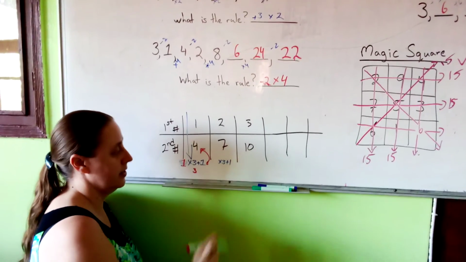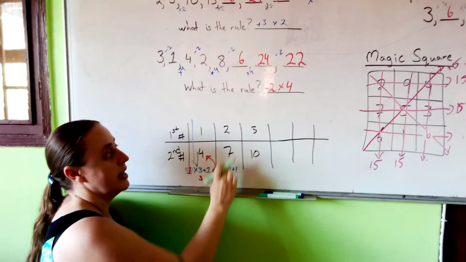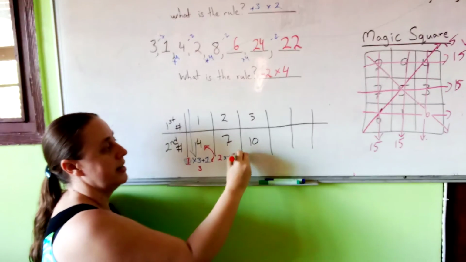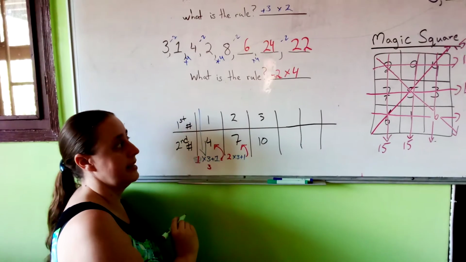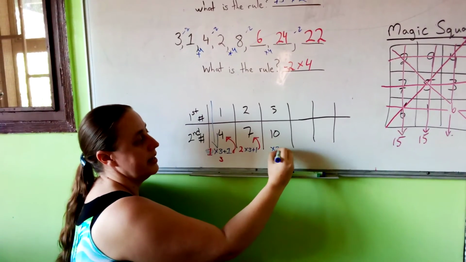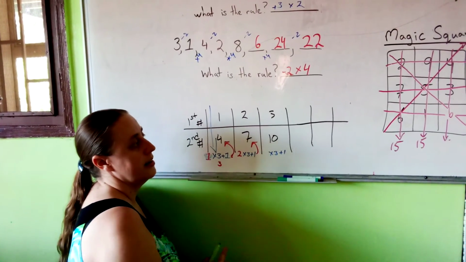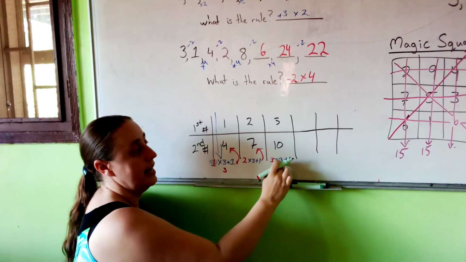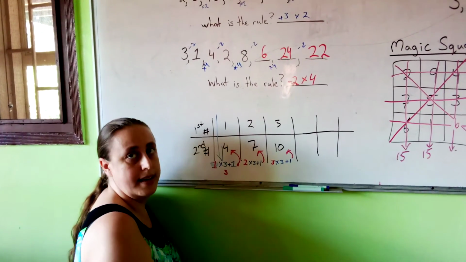Let's try it out. 2 times, this is the 2. 2 times 3 is 6. 6 plus 1 is 7. See that? And then again, times 3 plus 1. So now we take this 3, we put it down here. 3 times 3 is 9, plus 1 is 10.